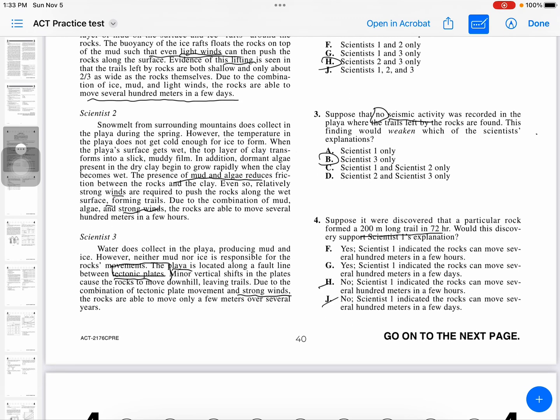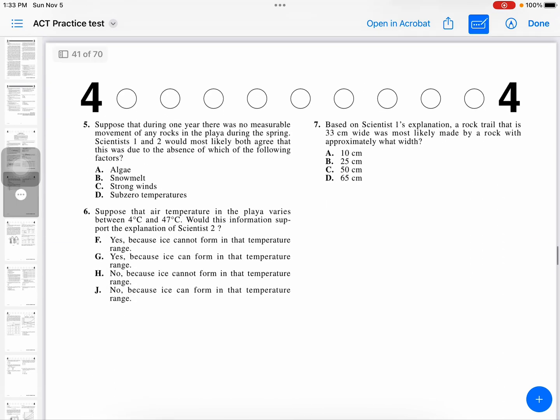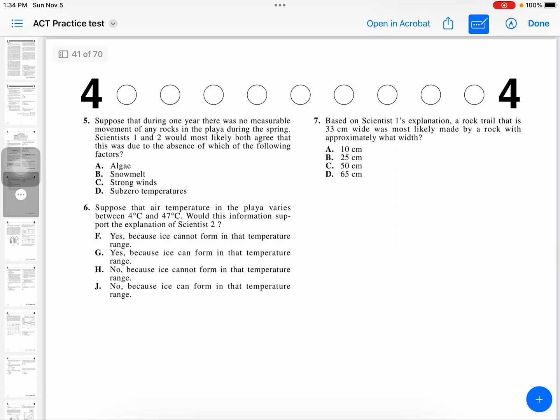So we're going to get rid of no and no. Yes, scientist 1 indicated the rocks can move 700 meters in a few hours. No, it said 700 meters in a few days. Suppose that during 1 year there was no measurable movement of any rocks in the playa during the spring. Scientists 1 and 2 would most likely both agree that this was due to the absence of which of the following? Algae, snow melt, strong winds, sub-zero temperature.